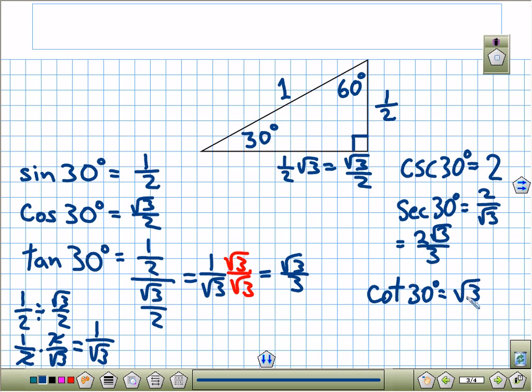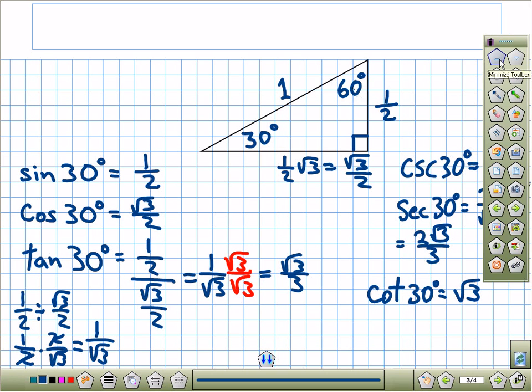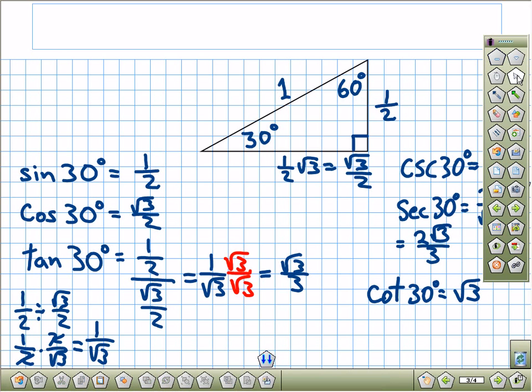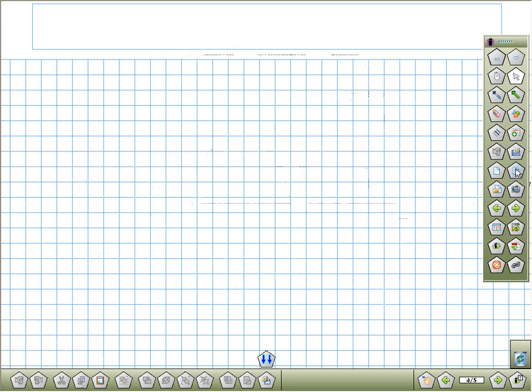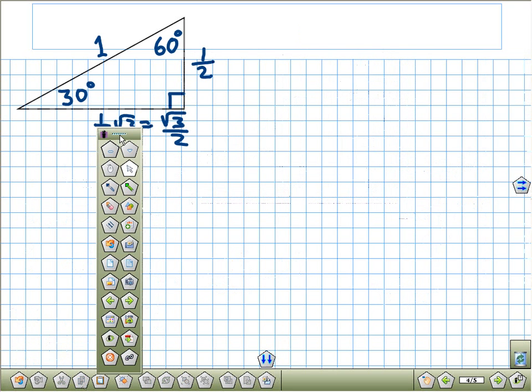Okay, now, let's look at the 60 degree. So we want to find the sine, cosine, tangent of 60. So what would that be? I guess I need to make myself some more room. Or actually, I think what I'll do, I'll just copy this. Okay, so there's our triangle.